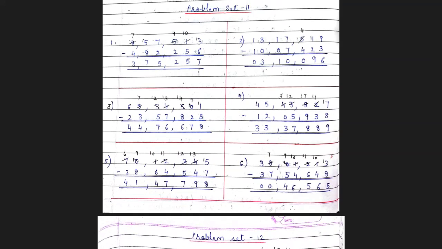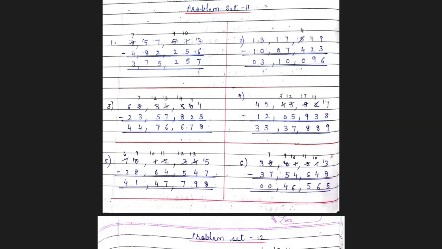2 minus 5 not possible, borrows from 2 becomes 12. 12 minus 5 is 7. Now 2 has become 1. 1 minus 4 not possible, borrows becomes 11. 11 minus 4, 7. Now 0 minus 6 not possible.